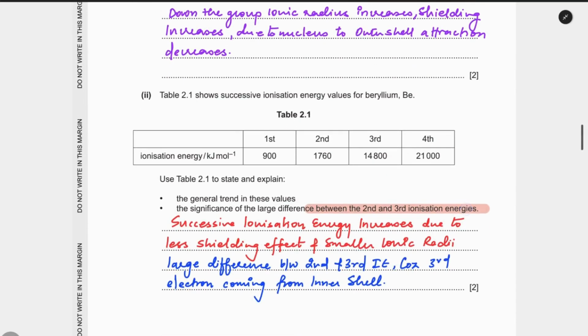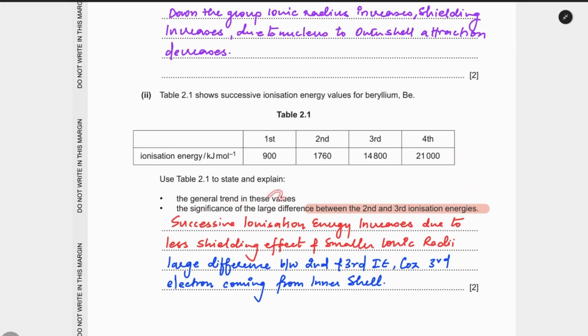Next question. They have given us the successive ionization energy values for beryllium. Beryllium's atomic number is 4. So ionization energy is given for the first, second, third, and fourth. Ionization energy means the amount of energy required to remove the outermost electron. So this is the last shell, this is the second last shell, this is the third last, and this is the fourth last. That means the inner shell I'm talking about, the first outermost shell. Let's see, then I'll tell you about this.